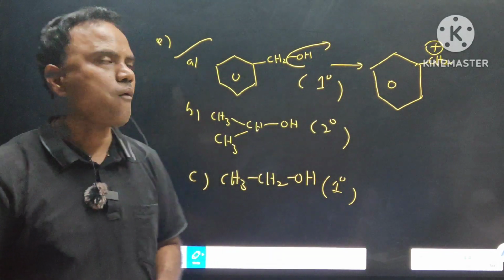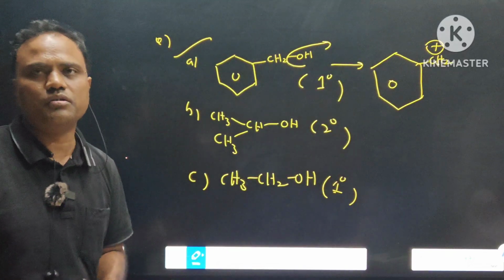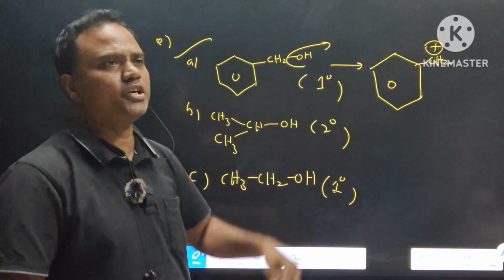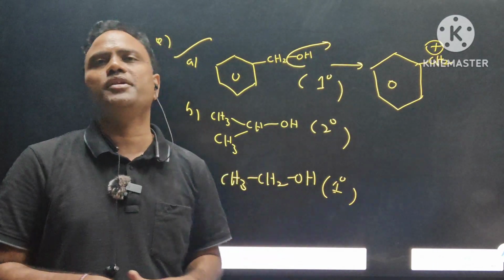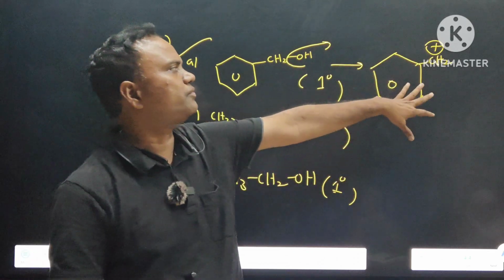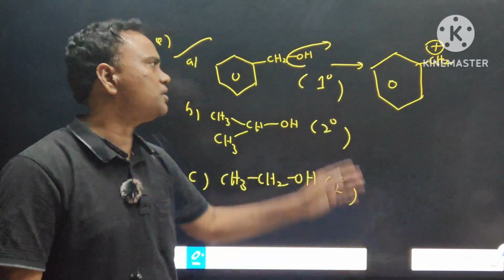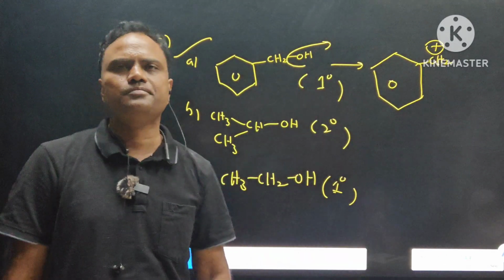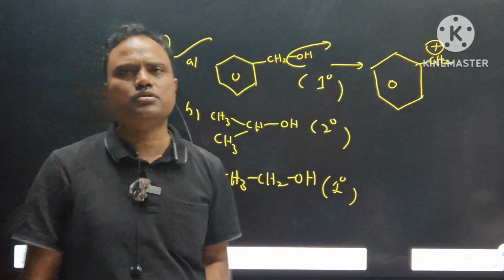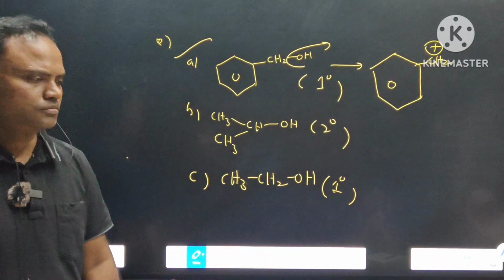Clear? The original mechanism is different. First H plus protonation takes place, then H2O will be eliminated, and again we form this carbocation. So the simple thing is: remove OH negative and write positive charge there. So this is a different question. Clear?